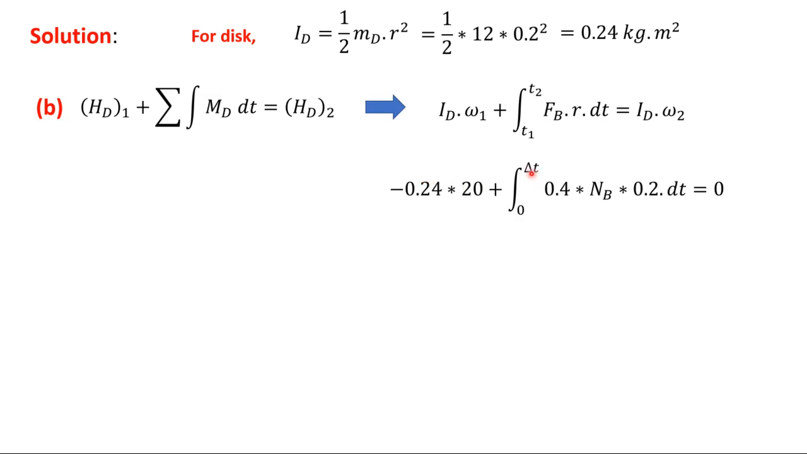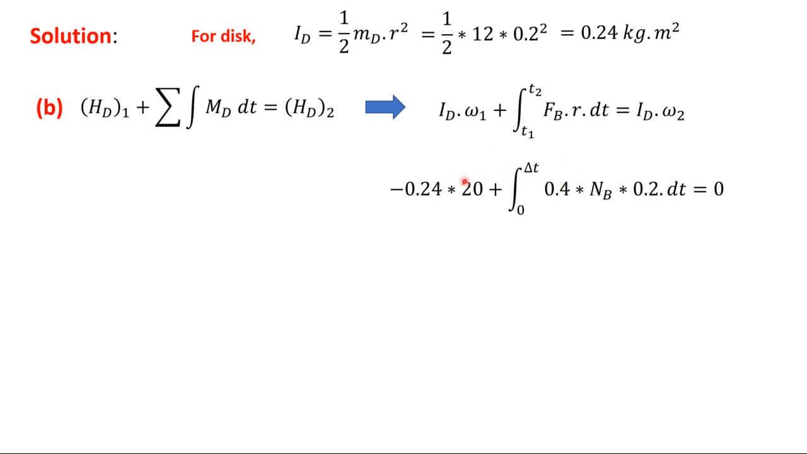We're going to write down the equation here, and we're going to come out with the answer that this is ID omega 1 is going to be equal to 0.24 multiplied by minus 20. This one is 0. Now we come to this point. The friction force is equal to the coefficient of friction multiplied by the MB and multiplied by 0.2, which is the radius, to the delta T. Okay, so this will be the integration I'm going to have. Now rearrange this equation.